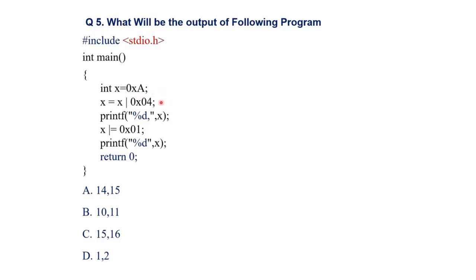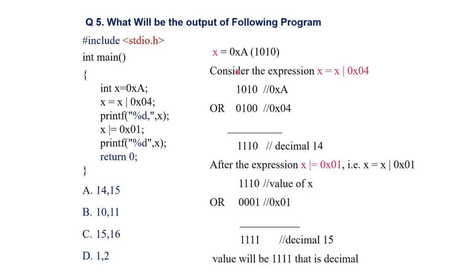So consider the next statement here, x equals x, this is a bitwise OR operator, x OR 0x04. So this will be executed here. In this statement, the right hand side will be executed first. So let us see how this will be executed. So here consider the expression. Firstly we will see that x equals the value 0xa. The binary representation of 0xa is 1010.